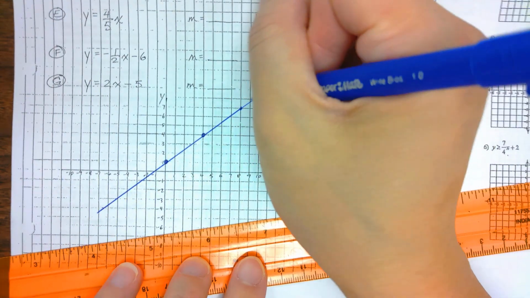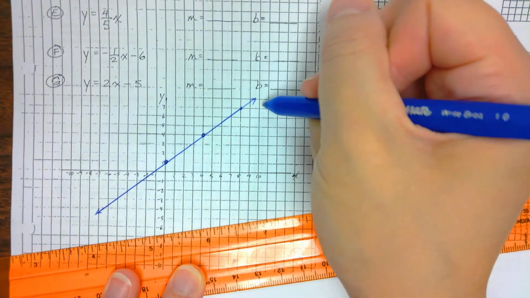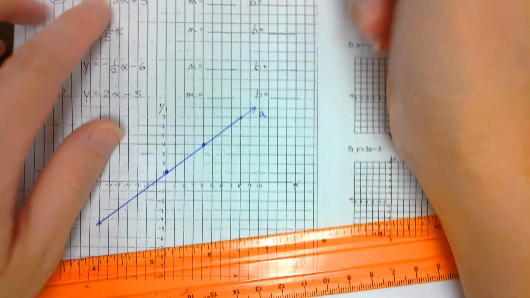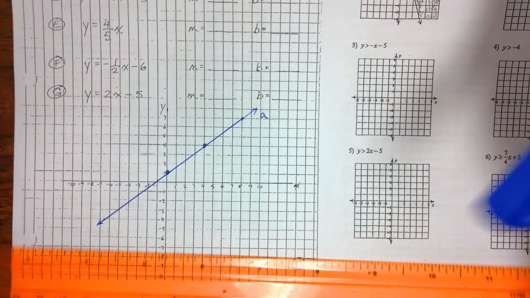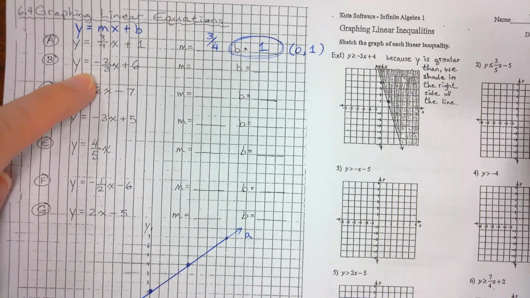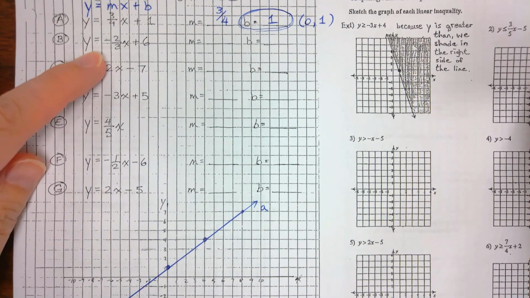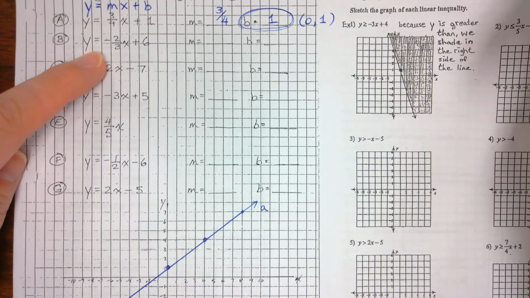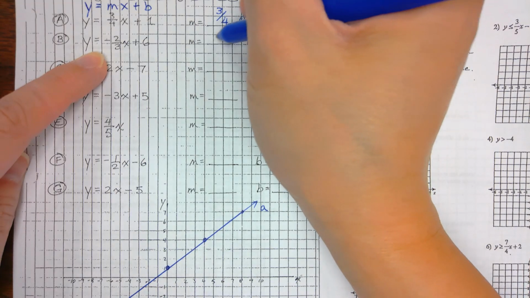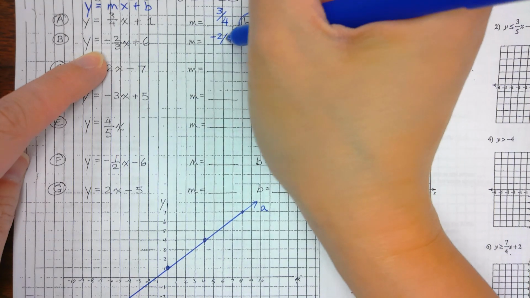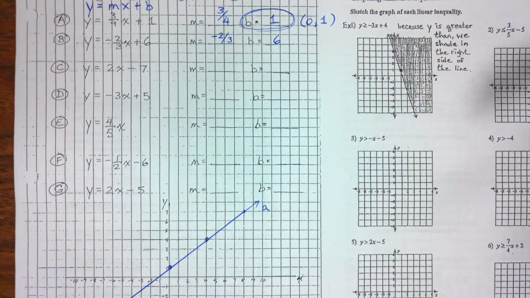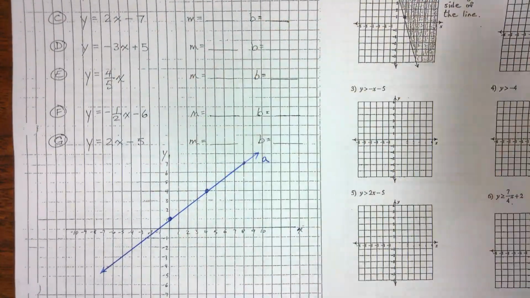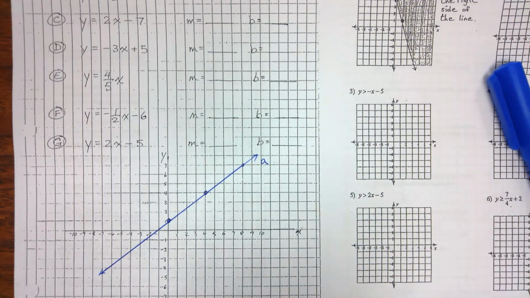Okay, so this is A. This B. So B, y equals negative 2 over 3x plus 6. Let's see. Casey, what's my m? Good. And my y-intercept? Great. Okay. So plot the 6. That's just a different color.